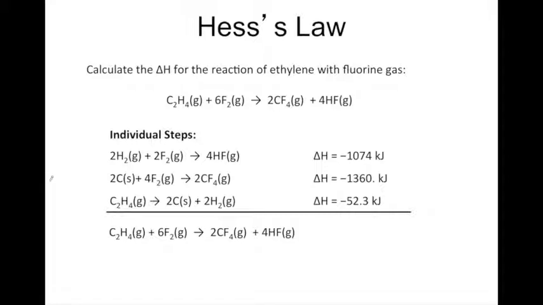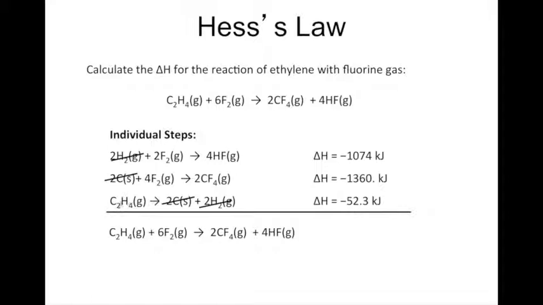Let's look to see if we have any intermediates that cancel. Our H2, we have 2 moles here, 2 moles here, so those can cancel. And then if we look, this carbon is also an intermediate. So we can cancel out those 2 moles of carbon here and here. Now we should be able to add these 2 together.